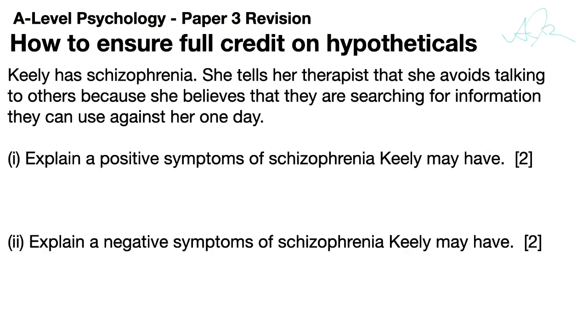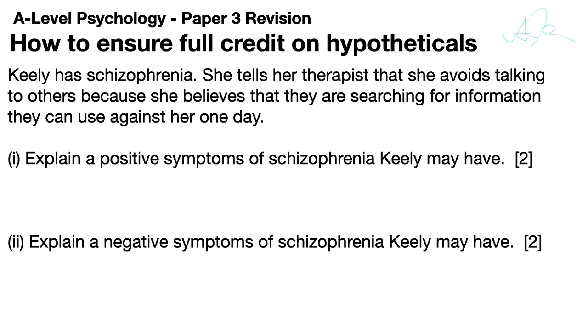All right, and here's one more example. It's a short stimulus, but you could do a lot with it. Keely has schizophrenia. She tells her therapist that she avoids talking to others because she believes they are searching for information that they can use against her one day. So here I am asked to come up with a positive and a negative symptom of schizophrenia, and if I just name a positive and a negative symptom, I'm only going to get half the credit, 1 out of 2, 1 out of 2. So I could say something like delusions of persecution, that's a point, evidenced by the belief that other people will use information against her.